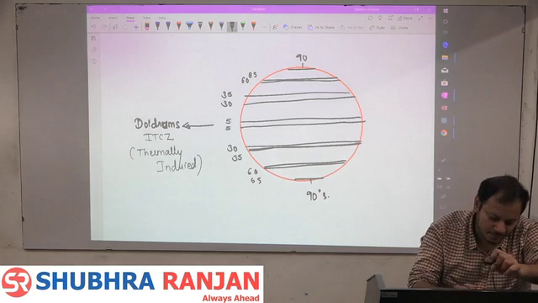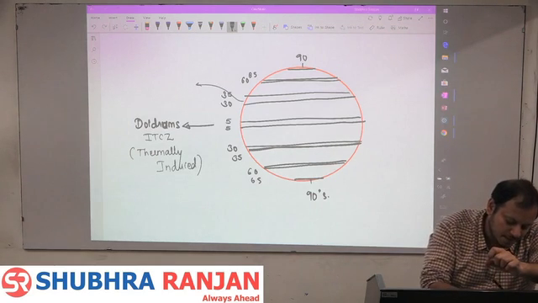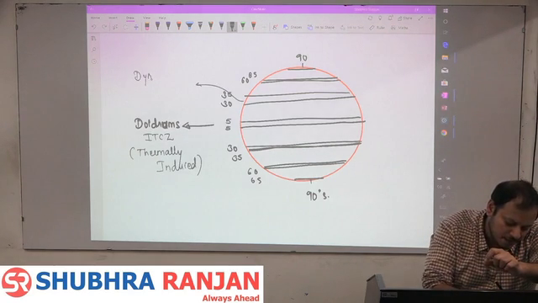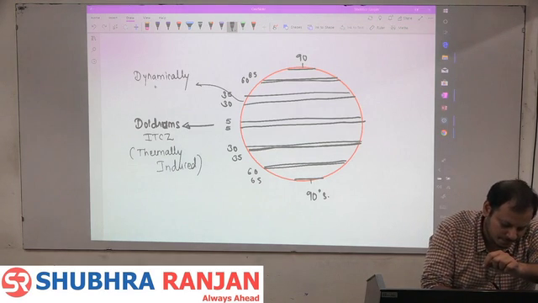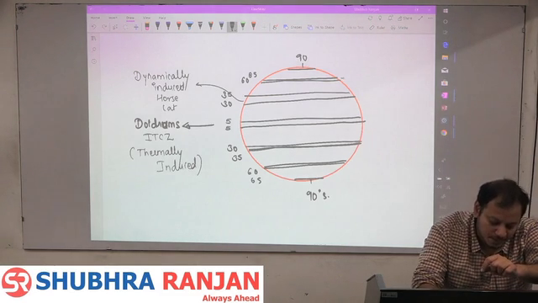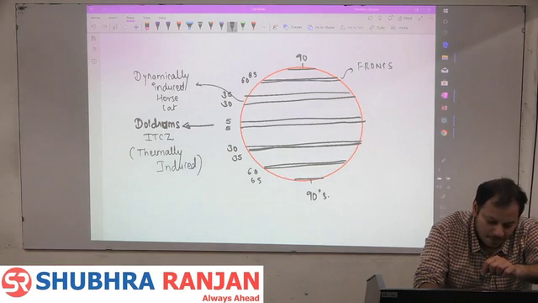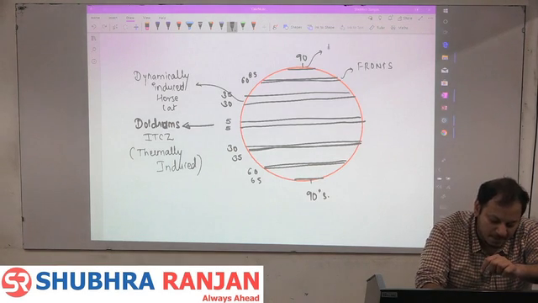Fine. This pressure belt is dynamically induced high pressure belt due to subsidence of air. And इसको हम कहेंगे horse latitudes. This pressure belt is the belt of fronts, and this pressure belt is again a high pressure belt due to extremely cold climate.